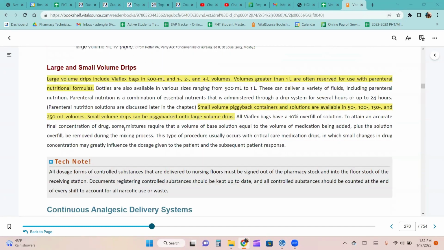Large volume drips include ViaFlex bags and 500 ml in 1, 2, and 3 liter volumes. Volumes greater than 1 liter are often reserved for use with parenteral nutritional formulas. Parenteral nutrition is a combination of essential nutrients that is administered through a drip system for several hours, up to 24 hours. Small volume piggyback containers and solutions are available in 50, 100, 150, and 250 ml volumes. Small volume drips can be piggybacked onto large volume drips.